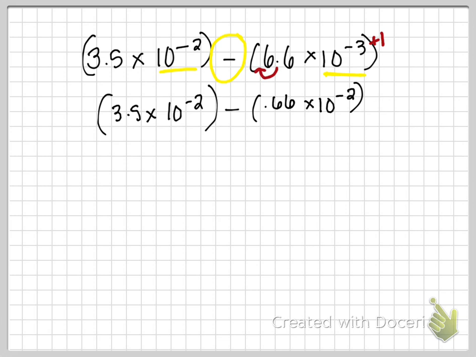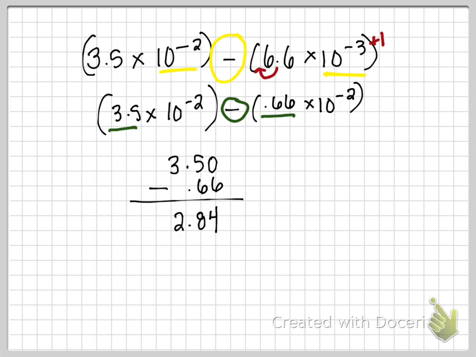Now we can subtract the factors. So we can do 3.5 minus, line up your decimal points, 0.66, right? And I'm assuming everyone will probably be using a calculator. So 2.84, bring down your same 10 to the power that you started with, 10 to the negative second.